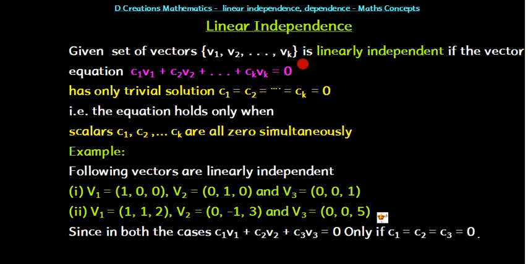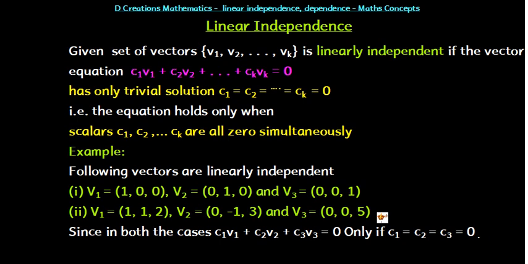Now coming back to the linear independence concept, here you see a linear combination, but the distinguishing factor is on the right hand side you have 0. So the idea is we have this vector equation c1v1 plus c2v2 plus dot dot dot ckvk is equal to 0, and this set of vectors from v1 to vk will be linearly independent only if it has the trivial solution of all the scalars being 0. So c1 is equal to c2 is equal to c3 dot dot dot is equal to ck is equal to 0. All of them need to be 0 simultaneously.